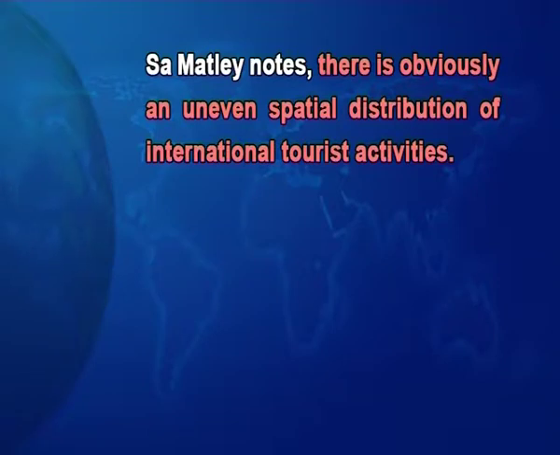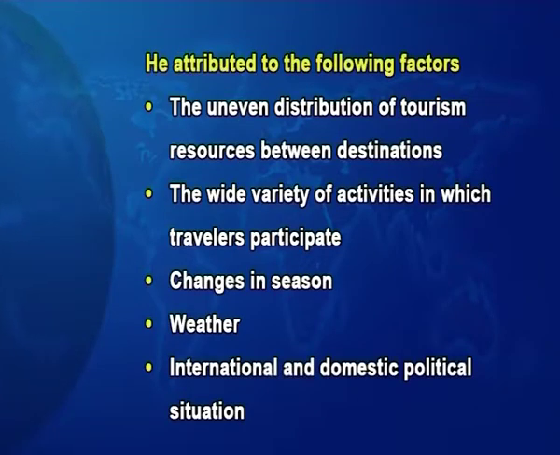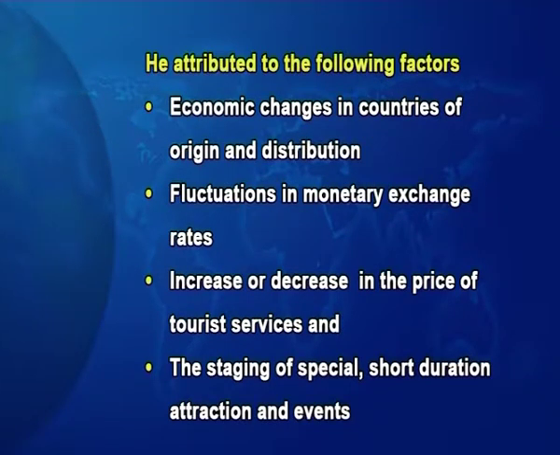Theoretical models of travel flows. The study of traveler flows has been called by many the geography of travel and tourism, or simply tourist geography. Sam Atley notes there is obviously an uneven spatial distribution of international tourist activities. He attributed this to the following factors: the uneven distribution of tourism resources between destinations, the wide variety of activities in which travelers participate, change in season, weather, international and domestic political situation, economic changes in countries of origin and destination, fluctuations in monetary exchange rates, increase or decrease in the price of tourist services, and staging of special short-duration attractions and events.